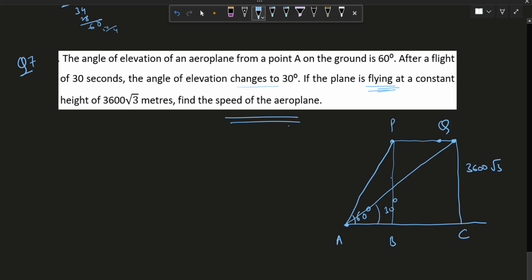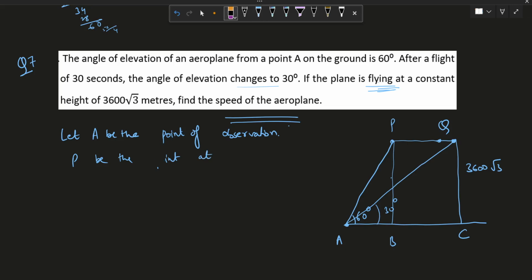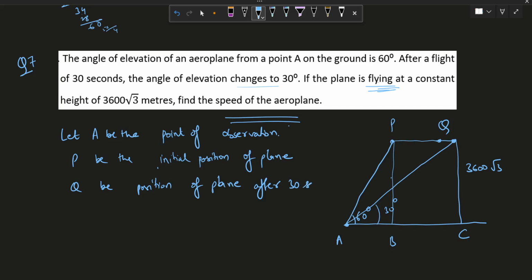Okay, so let us first write. Let A be the point of observation. P be the initial position of the plane, and Q be the position of the plane after 30 seconds. Okay, let me write like that. Fine.